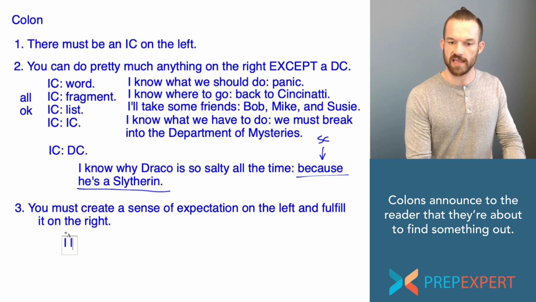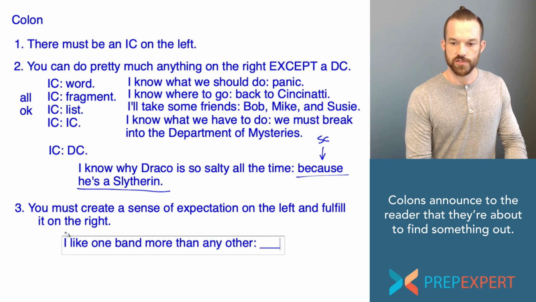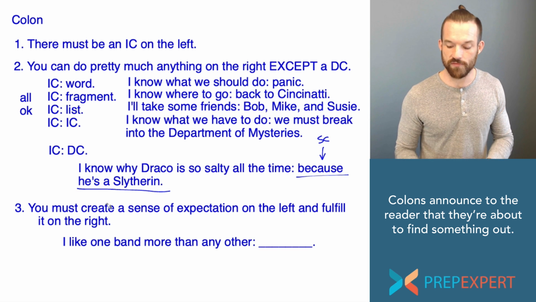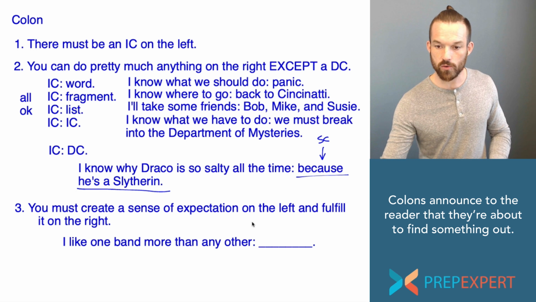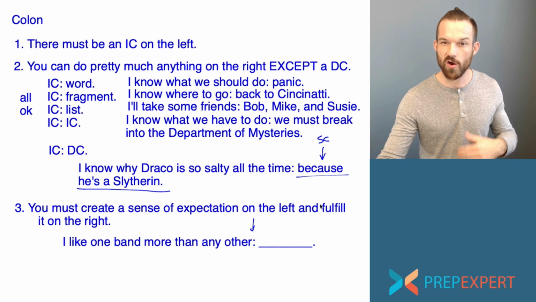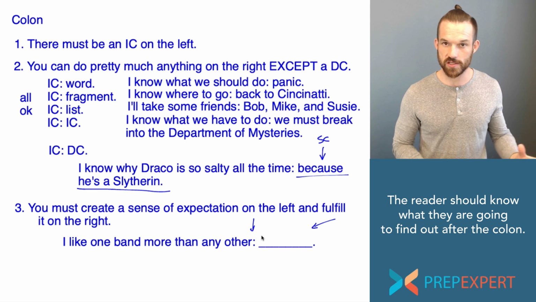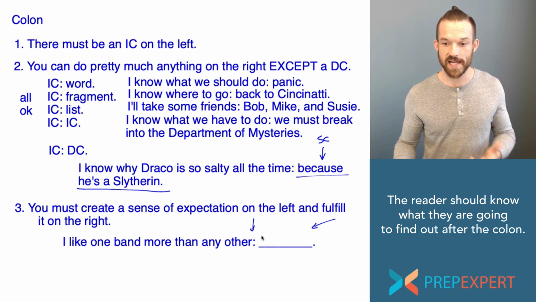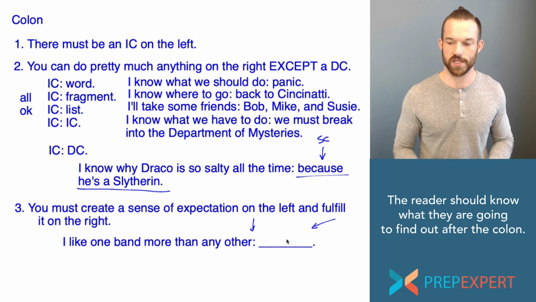If I said, I like one band more than any other, do you know what's coming next? Not specifically. In other words, you don't know who my favorite band is, but you do know that you're about to find out, right? When the reader arrives at the colon, they know in general what's coming next. We have created a sense of expectation on the left. The sense of expectation is that I'll tell you who my favorite band is next. And as long as I fulfill that expectation in the blank, then I've used a colon correctly.